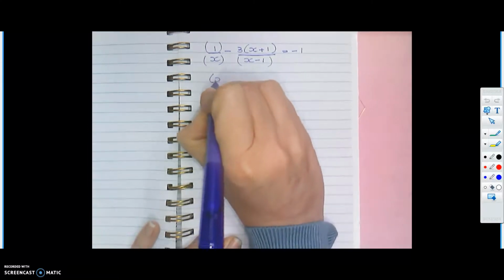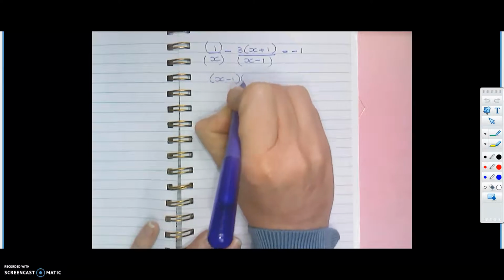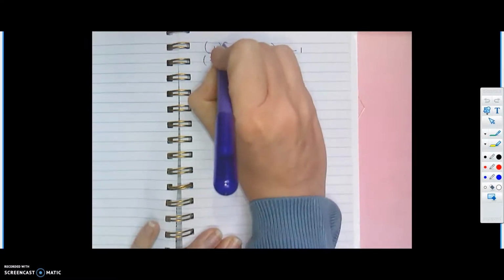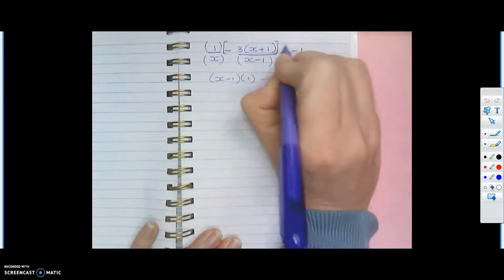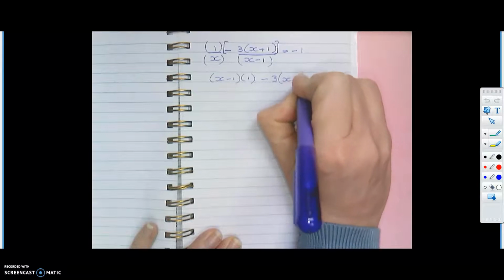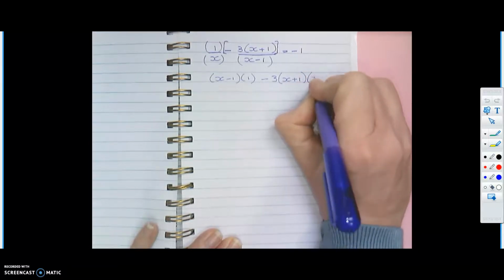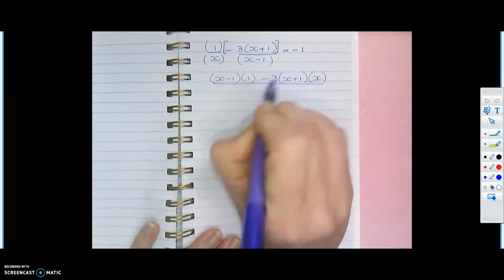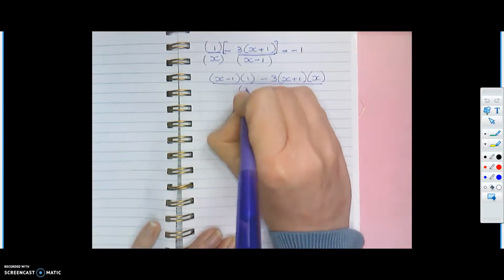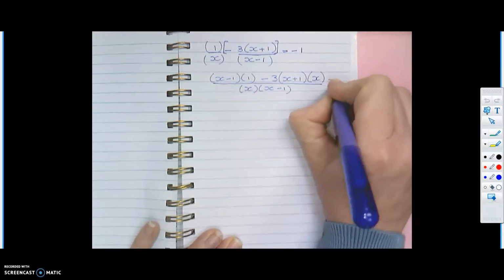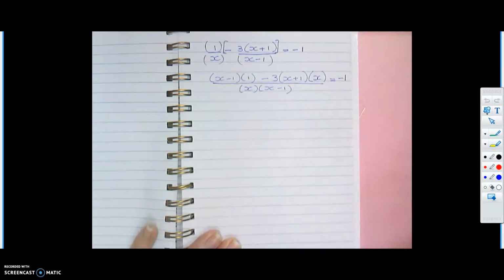So I am having x minus 1 times 1 minus, so this would be the whole other box. So minus 3x plus 1, and that's going to get multiplied by x, all over the two bottoms multiplied by each other. And I haven't done anything to the far side of the equal sign.